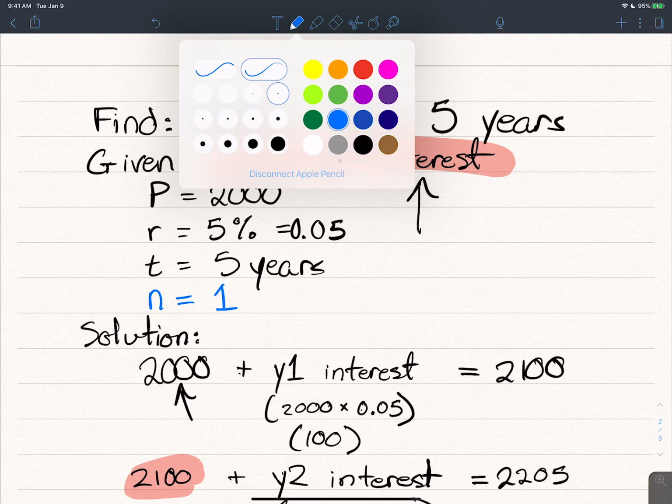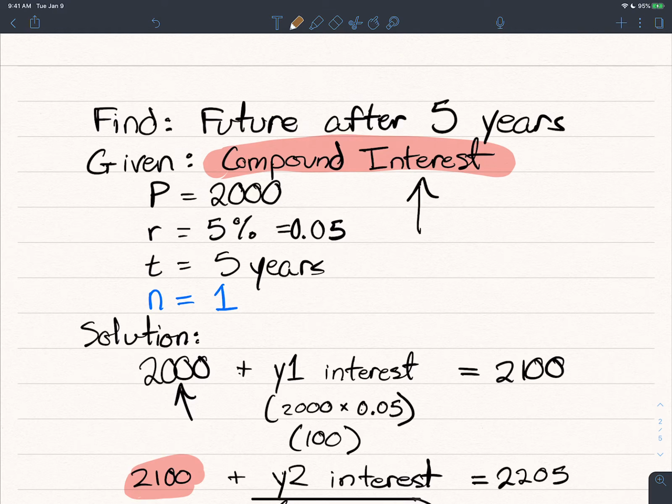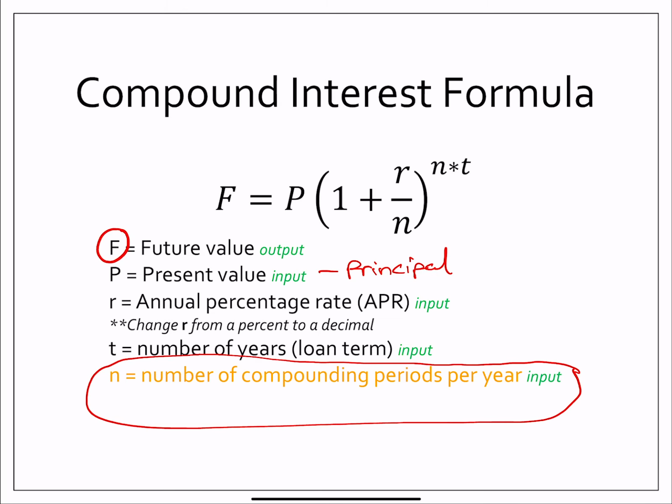Now again, usually the problem will say it. The problem will say something like annual, or compound interest compounded annually, or something like that to tell you 1. So if you see compound interest annually, you know that n equals 1. Right? So that's the only new thing that's added in there, that n equals 1. Besides that, this is our formula.